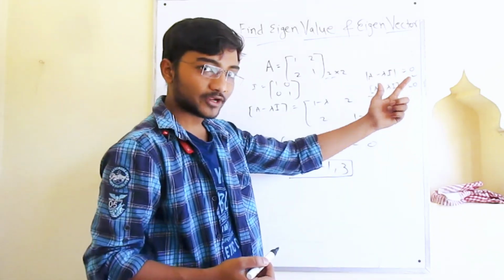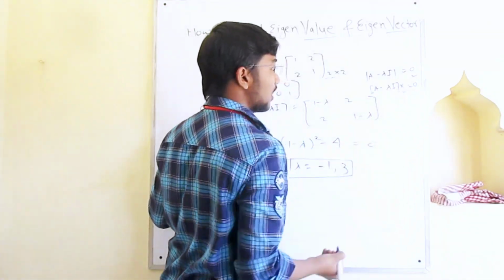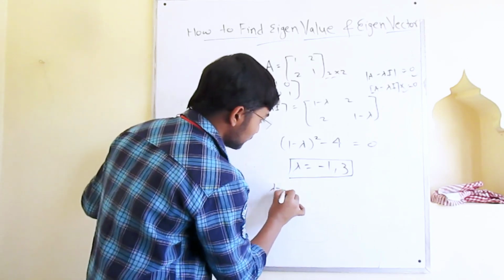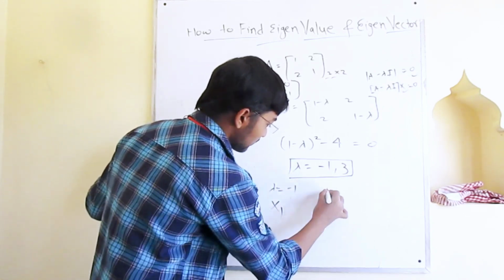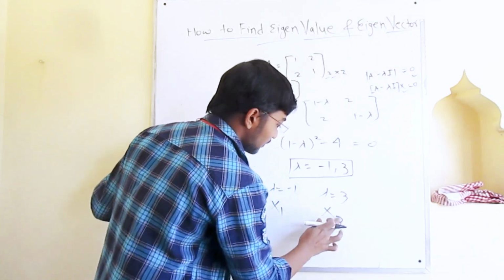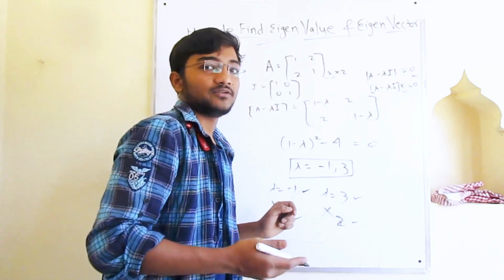Now we have to find the eigenvector. To find the eigenvector, we have to see how to find x. Actually here there will be 2: for lambda equal to minus 1 there will be x1, and for lambda equal to 3 there will be x2. So for different values of lambda, you will get different eigenvectors.